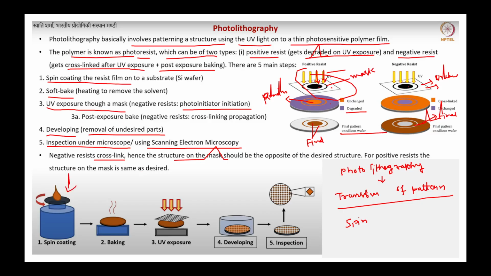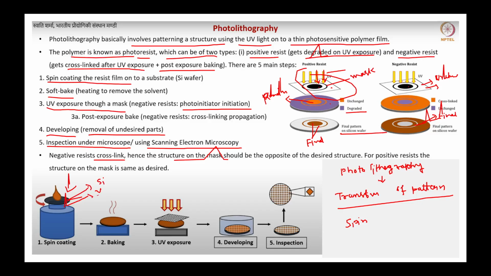So here it is again shown in the way that I have explained. The first one is your spin coating. This is like your spin coater. This is your vacuum chuck, and this is your wafer. Let me write here. This black one could be your silicon wafer.